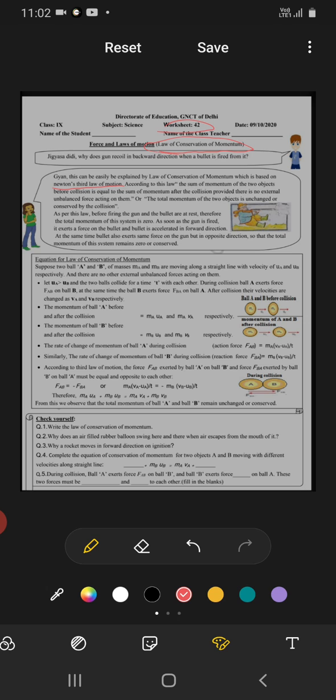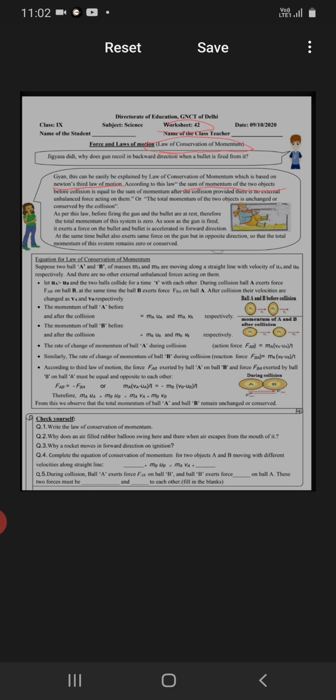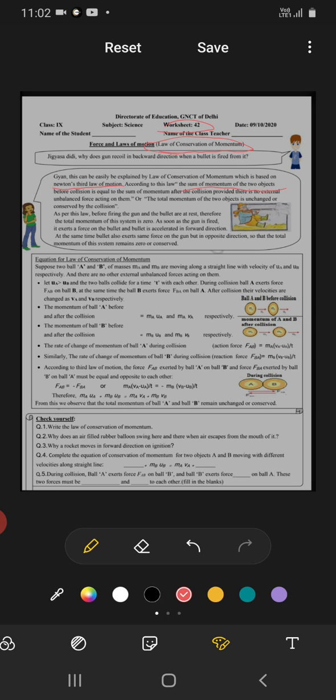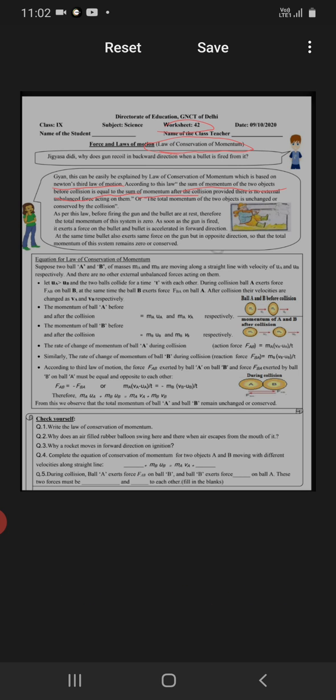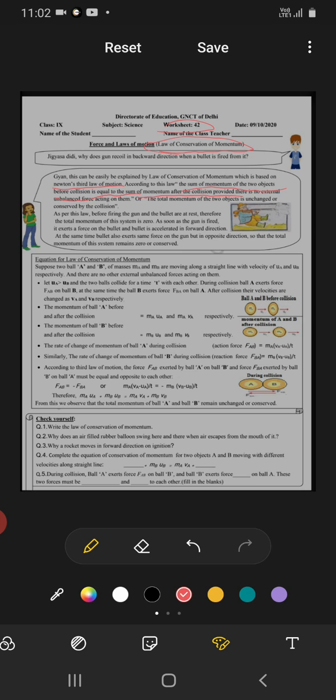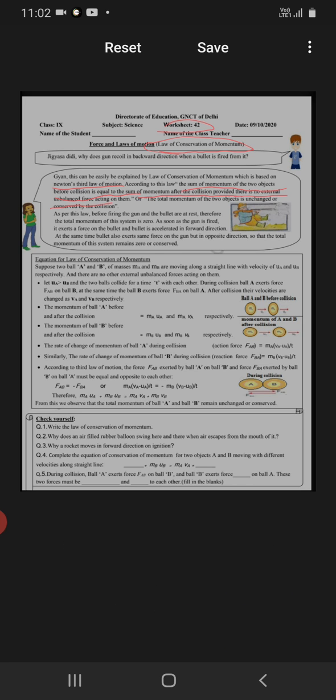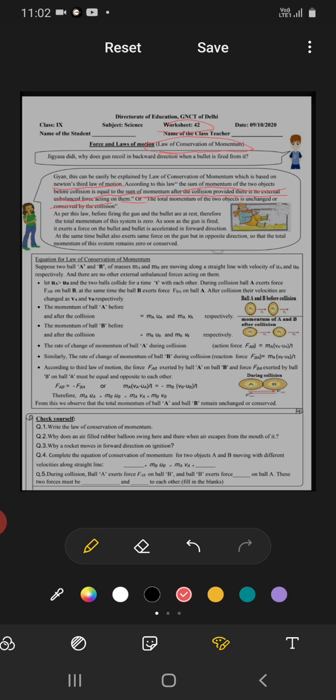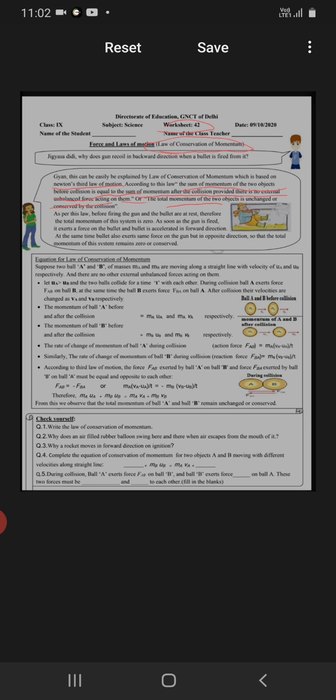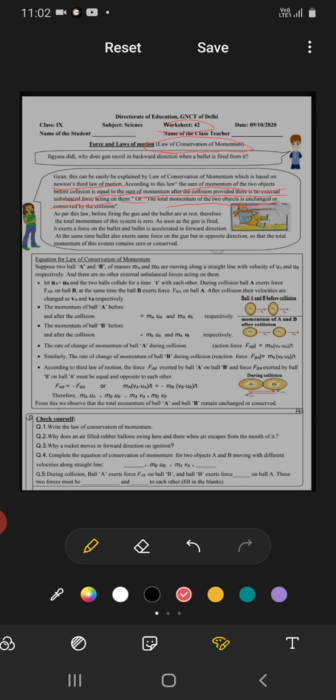According to this law, the sum of momentum of two objects before collision is always equal to the sum of momentum after collision if there is no external or unbalanced force acting on them. Or we can also say the total momentum of two objects is unchanged or conserved by the collision. We can also understand it with the help of an example.